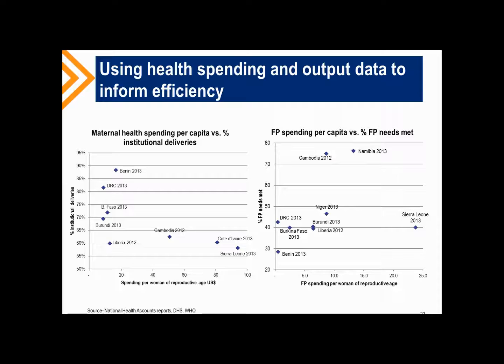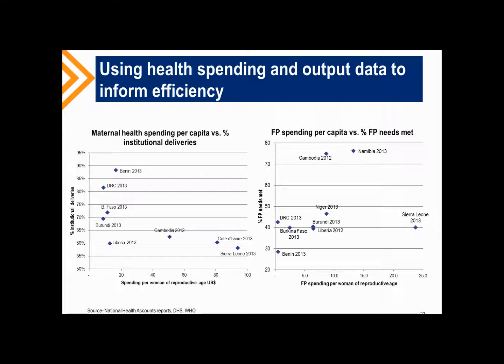And by per capita, we've used per woman of reproductive age. Now, obviously, many factors affect these output indicators. And with more data, we can identify the areas of spending that are closer to these output indicators. But at a very macro level, using health accounts in this way can highlight potential efficiency issues and can inform where countries might want to do more detailed analysis.